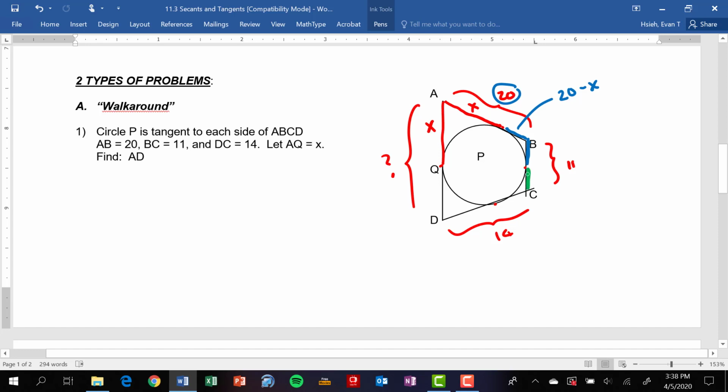And that means that this segment, since this one is also 20 minus x, the green segment is going to be 11. And here's where you got to be careful. Make sure that when you do this, you put the 20 minus x in parentheses. That's where kids mess that up. And that means that if I simplify this, I get x minus 9. So that means that this is also going to be x minus 9 right there.